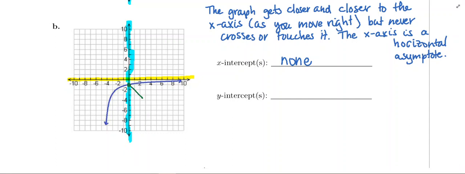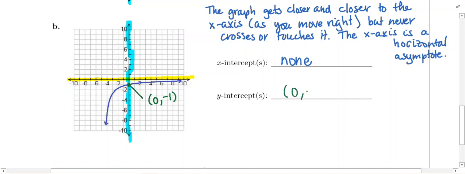You need to state it as an ordered pair. So we're going to write down the x-coordinate first. This point is on the y-axis itself, so its x value is 0, and then on the y-axis it falls at -1, so its y-coordinate is -1. That is the only y-intercept because that's the only place that this graph crosses or touches the y-axis.